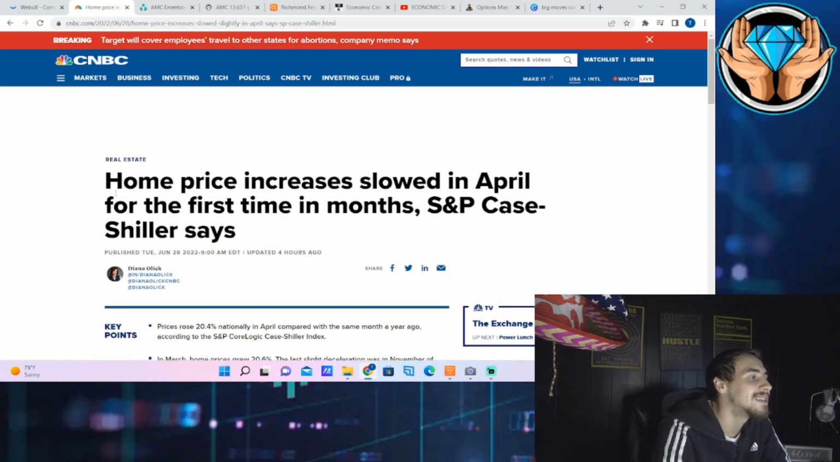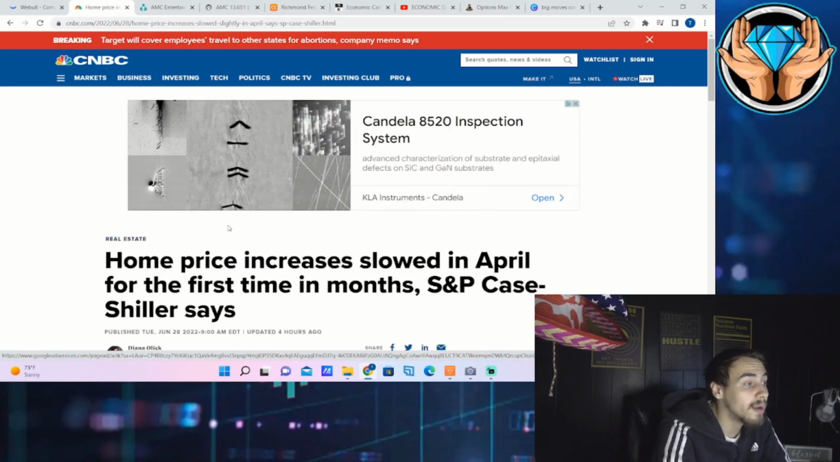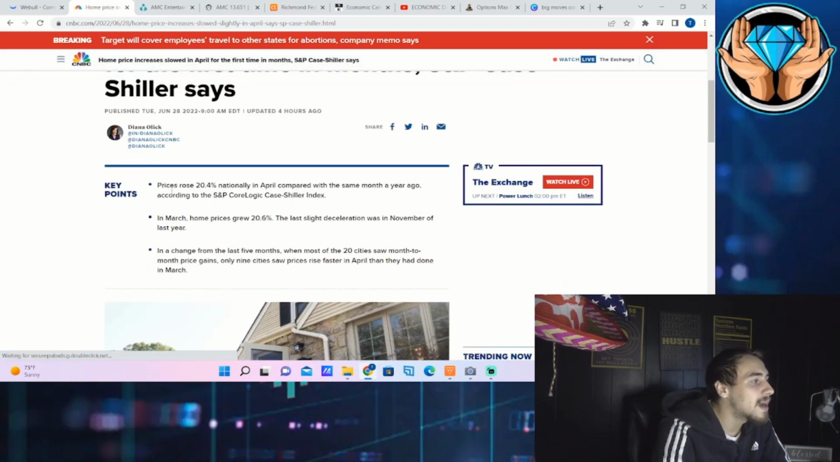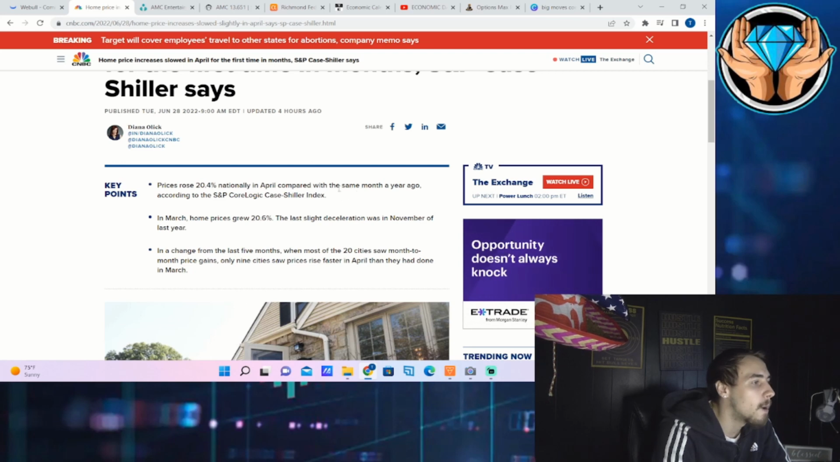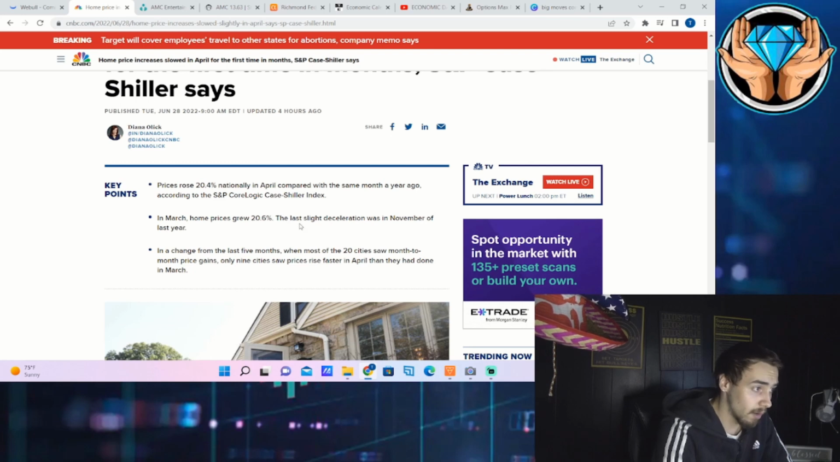It says home price increases slowed in April for the first time in months, S&P Case-Shiller shows. Prices rose 20.4% nationally in April compared with the same month a year ago, according to the S&P CoreLogic Case-Shiller Index. In March, home prices grew 20.6%. The last slight deceleration was in November of last year.